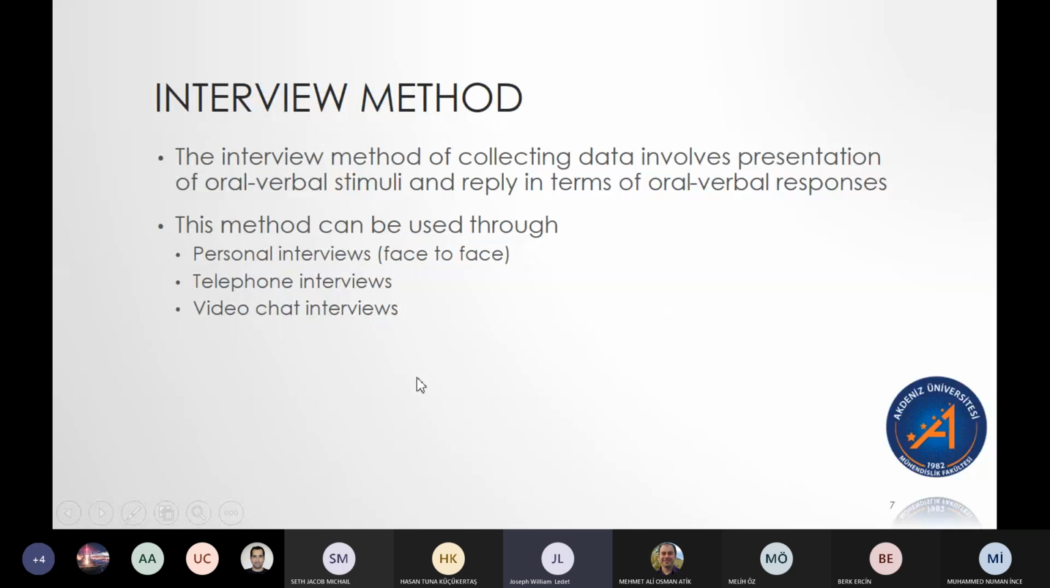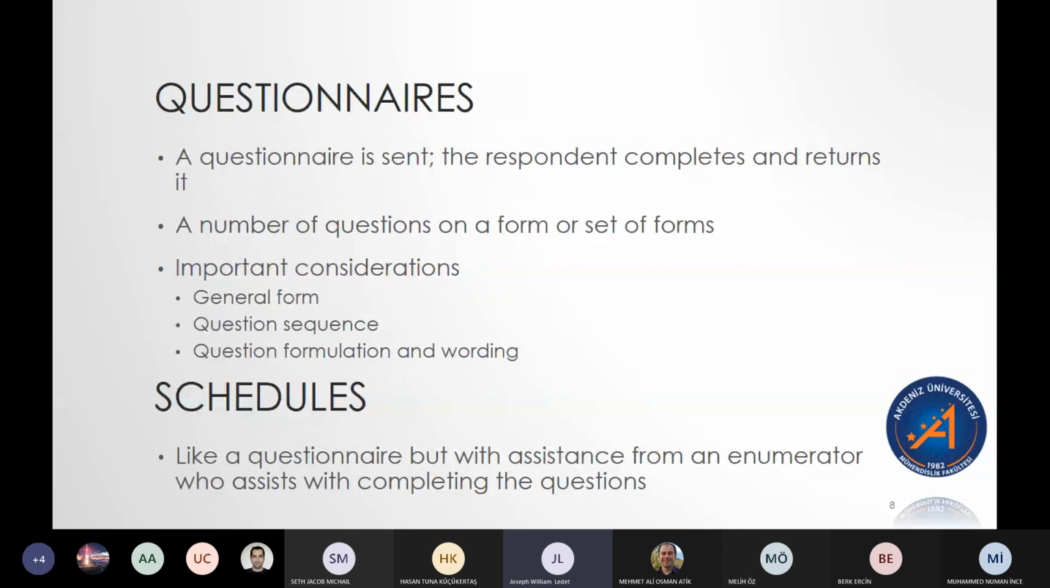One of the nice things about an interview, especially face-to-face, and I added this one, the video chat, is you can pick up on body language. If someone gives an answer, but the answer doesn't necessarily match the body language, or tone of voice could be a big thing as well, then the interviewer, if they're on top of things, can follow up with other questions. All right. A questionnaire.